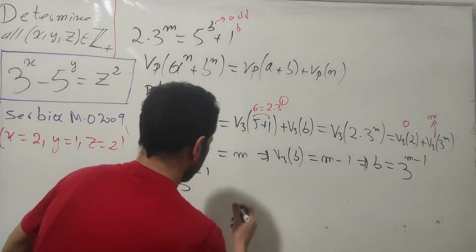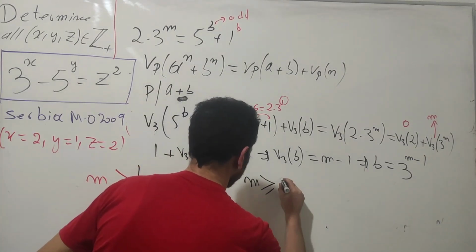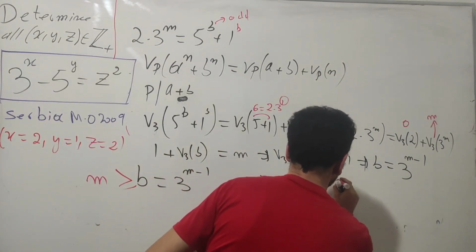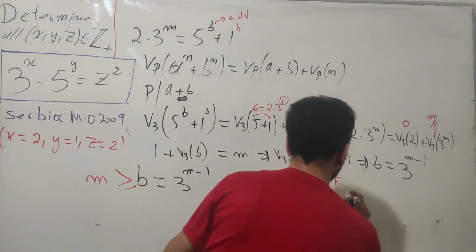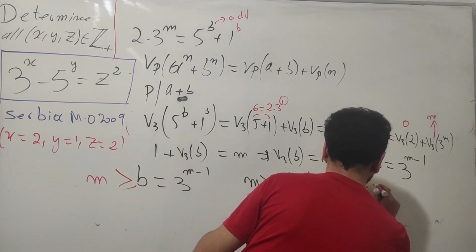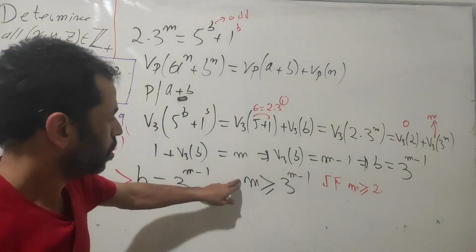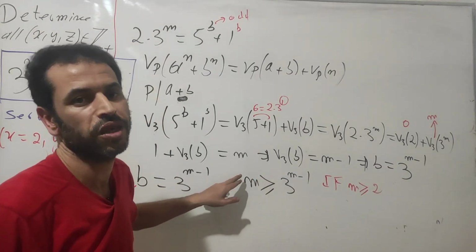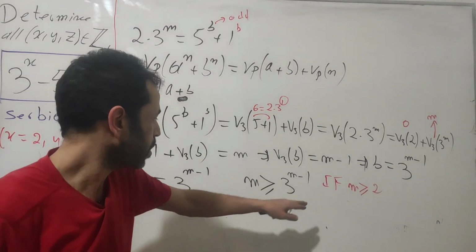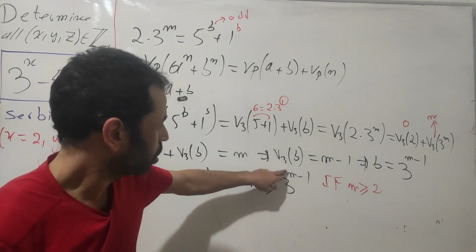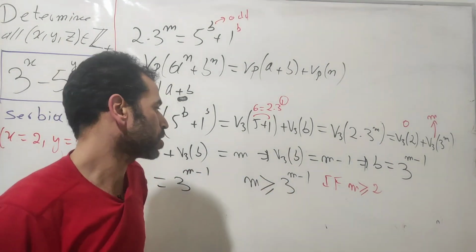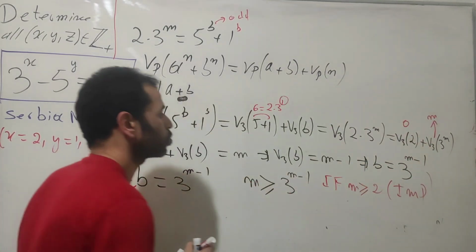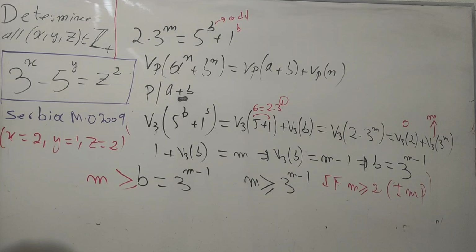Okay, so we get this nice form, m is superior or equal to 3 to the m minus number 1. Here is the problem. If m is superior or equal to 2, the exponential form is always growing quicker than the linear form. If we replace m with 2 here, we get 2 is bigger than 3, which is impossible. This is impossible, which means we have no solutions above number 2.